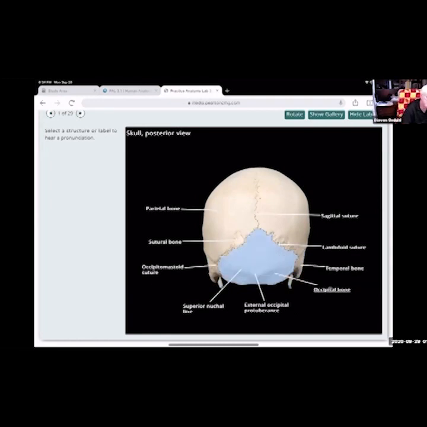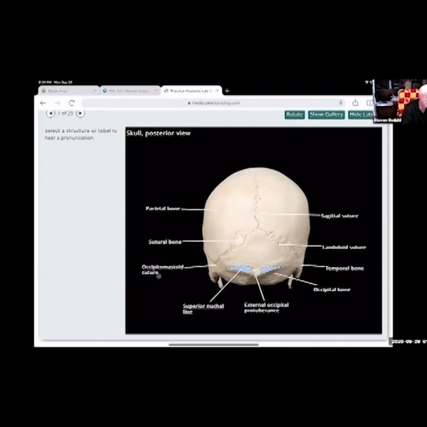The occipital bone is the most posterior bone of the skull. You have an external occipital protuberance. That's the point of the occipital bone that sticks out at the back. And around that protuberance, you have the superior nuchal line, where the muscles attach to the back of the neck and allow the neck to move, the skull to move.